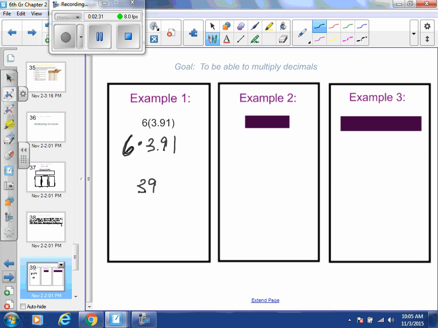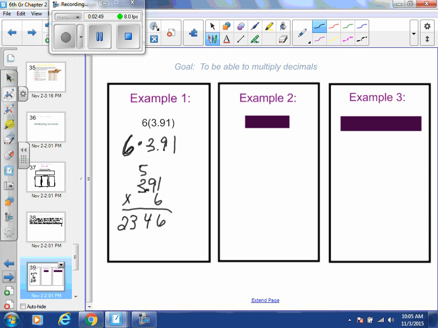I'm going to put the number with more parts on top, as I usually do when I multiply, and multiply by this. Multiply as I would with whole numbers? Okay, I can do that. 6 times 1 is 6. 9 times 6 is 54. 3 times 6 is 18, plus those 5 extras, I'm up to 23.